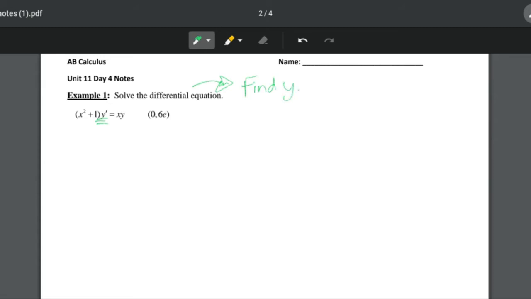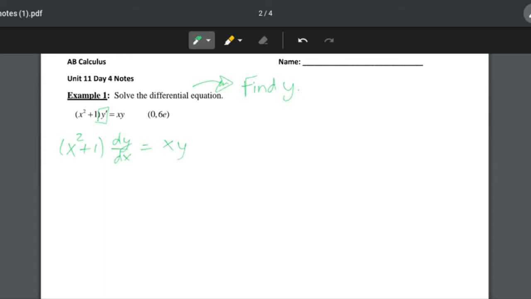To make it a little bit easier and look like some of the other ones we've done, let's rename y prime. y prime is just the derivative of y. I would probably like to rename it as dy/dx. Just another way to talk about the derivative, and that looks a little more like what we've been dealing with.